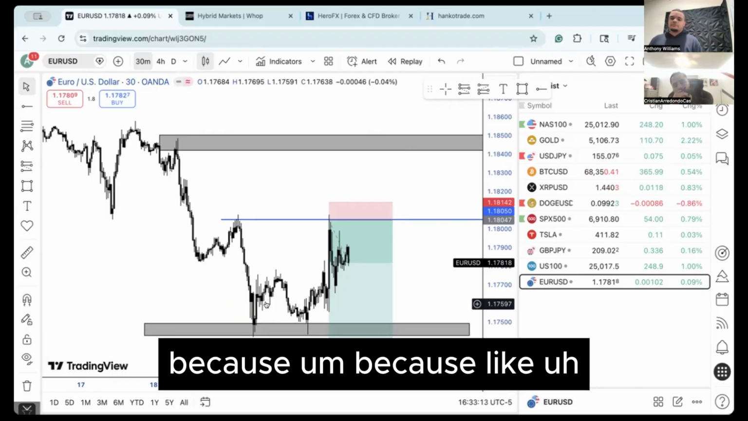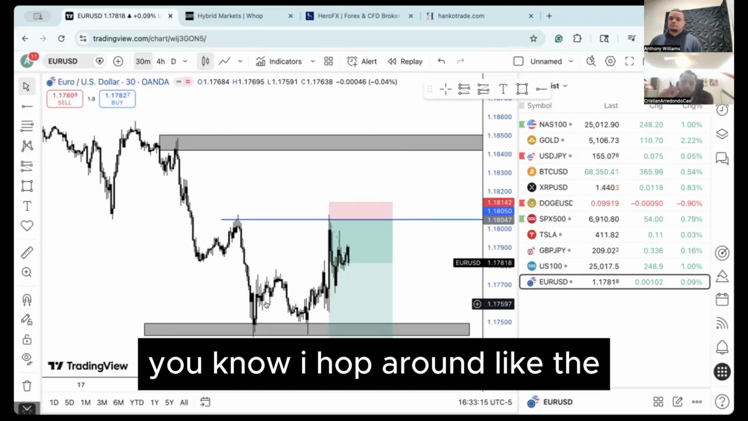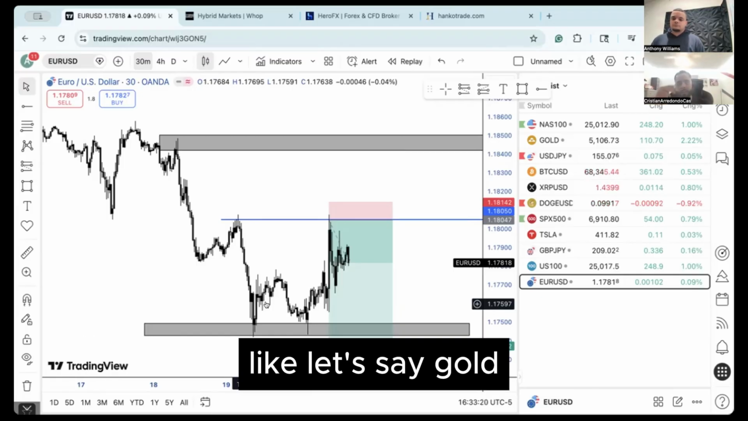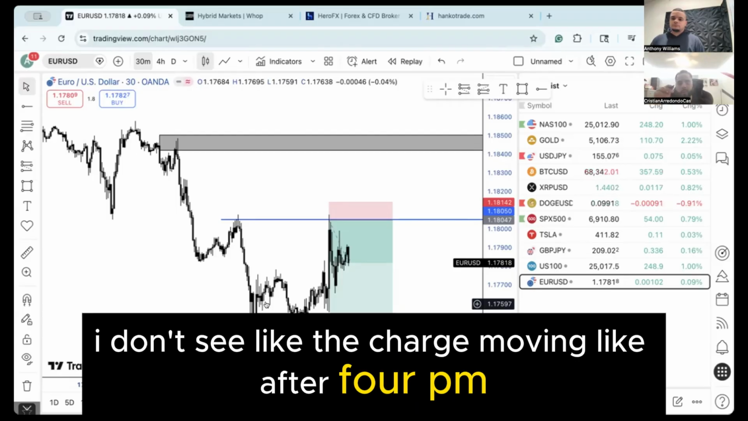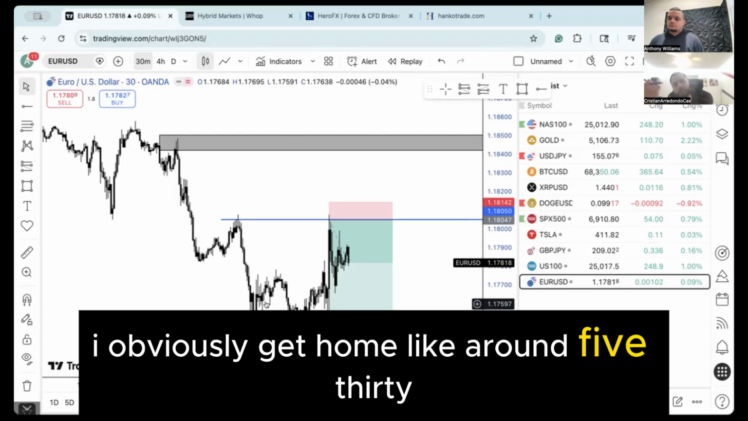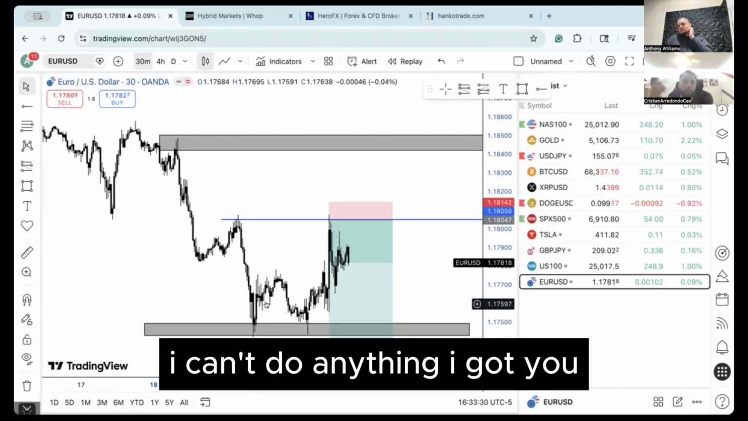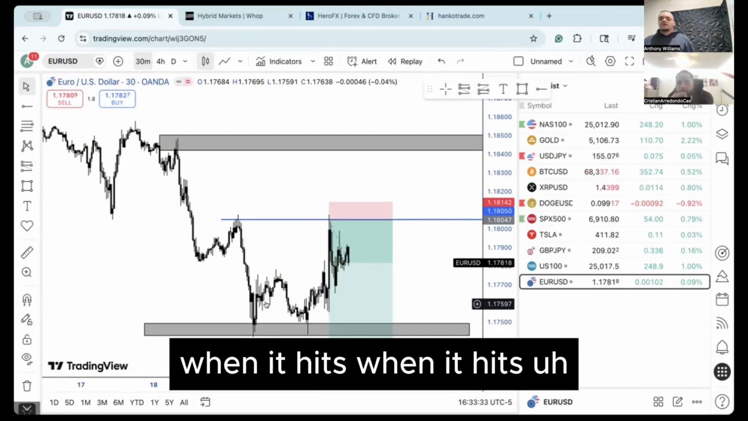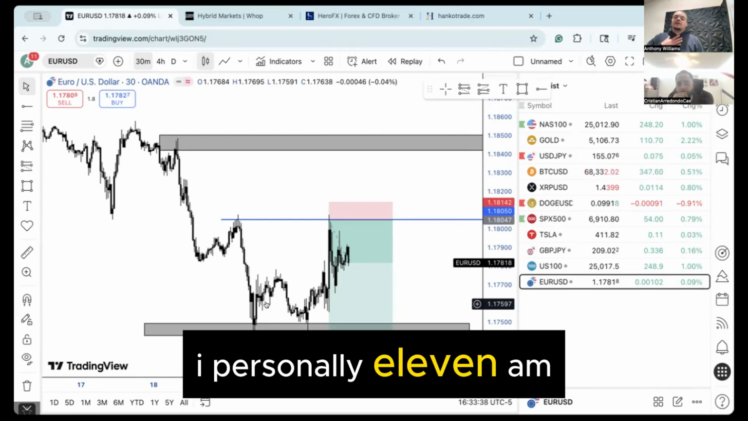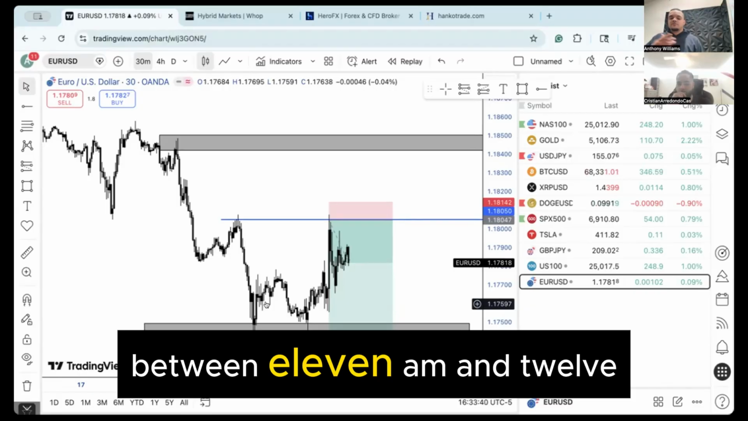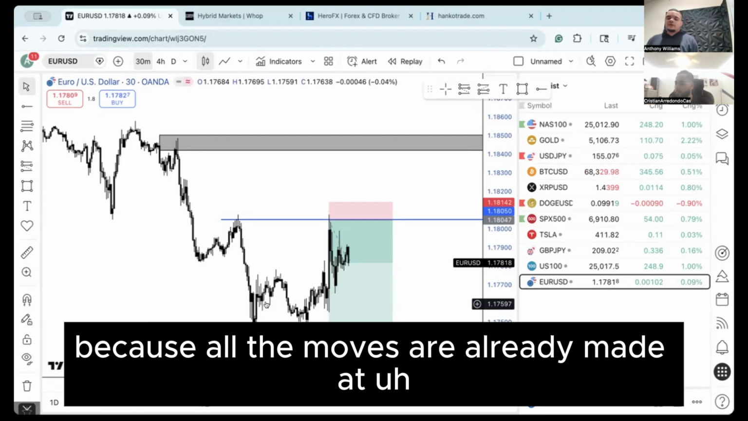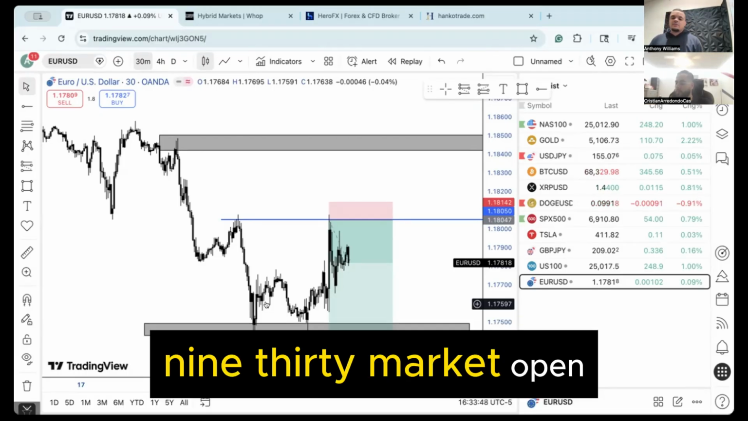Sometimes I hop around the charts and land on, say, gold, and I don't see the chart moving after 4 p.m., and I obviously get home around 5:30, so I can't do anything. I got you. When it hits 1 p.m., really 12, I personally say 11 a.m., between 11 a.m. and 12, you might as well say the charts are done for the day, because all the moves are already made at the 9:30 market open.